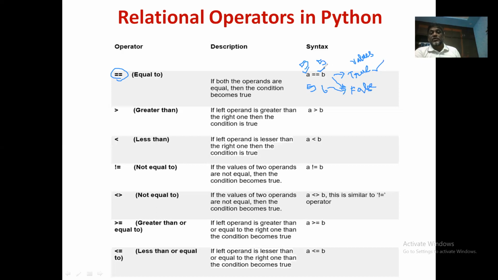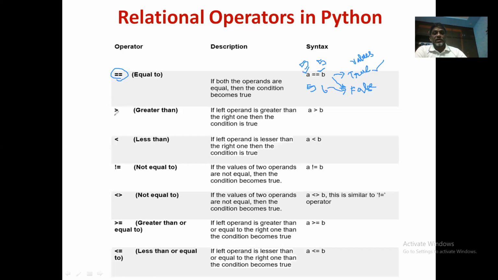If both the operands contain the same value, then it returns true. Otherwise, it returns false. Maybe all these operators are well known to you from C language also. There is no difference between relational operators, even if you consider the same set of operators from C language, it is fine. They work in a similar fashion here also.